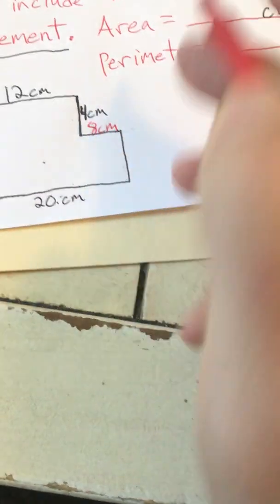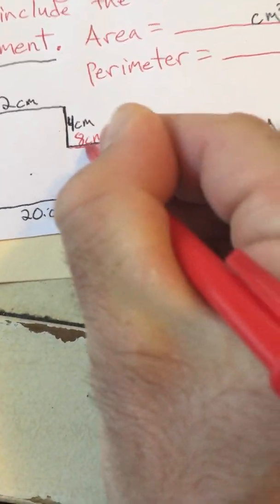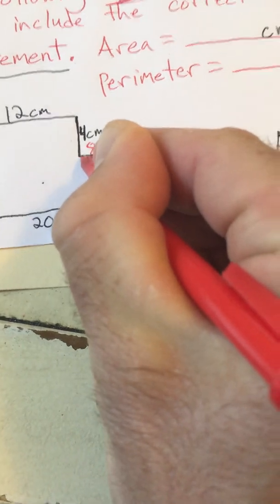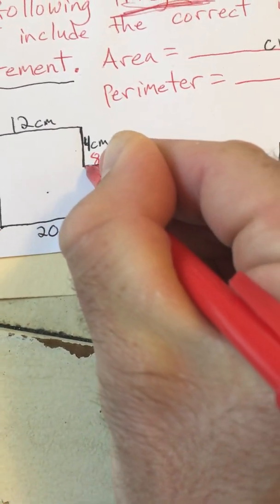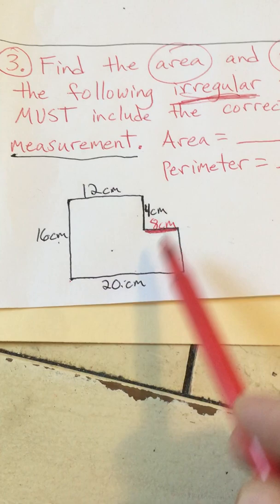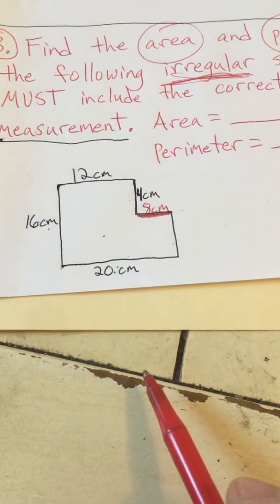So this section here, even if it doesn't look like it, is 8. And there will be times in the test where you say, it doesn't really look like that, but that's the way it is. Use the numbers, use the math, okay? So that part's 8 centimeters. Now let's do the same thing here.